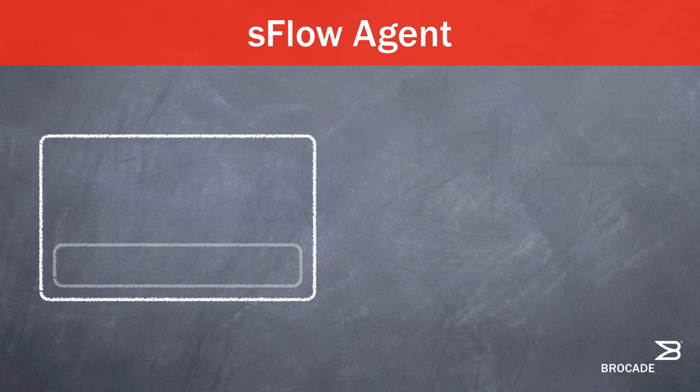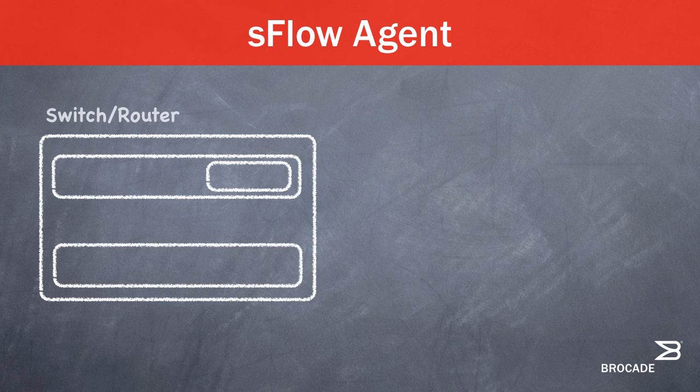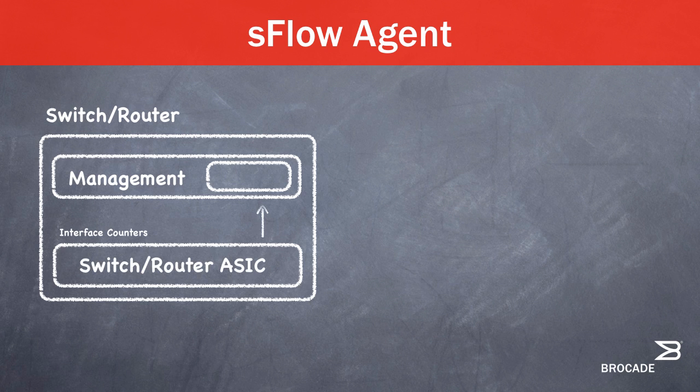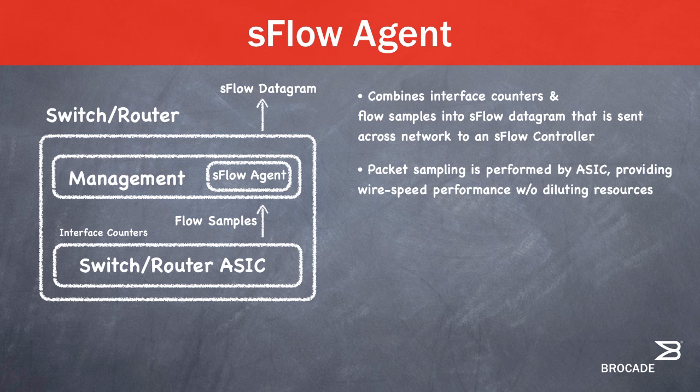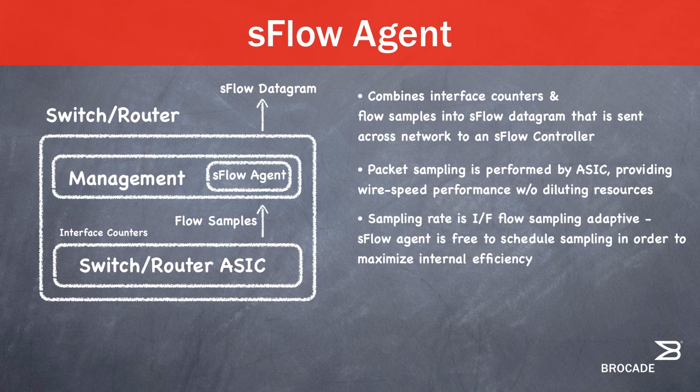To minimize the load on sFlow agents, memory, and processor, interface counters and sFlow samples are combined into sFlow datagrams that need little processing. To increase sFlow performance and scalability, Brocade devices implement sFlow agents on the interface modules. This architecture isolates the sFlow agent to the interface modules, which enables high performance without diluting resources from the rest of the system.